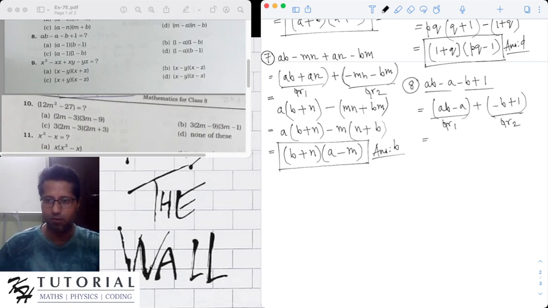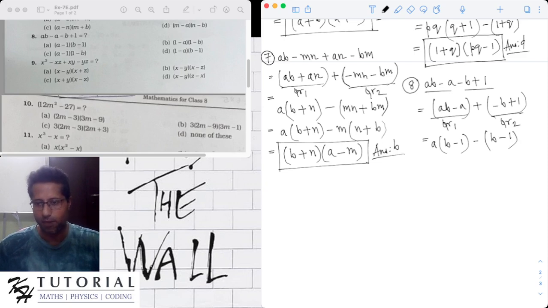Now I will take A as common factor from all the terms of group 1, and I have A into (B minus 1), and from group 2 I will take minus 1 as common factor from all the terms, and it becomes minus of (B minus 1). Now I can see both the groups have B minus 1 as the common factor, and so the final factorization will be (B minus 1) multiplied by (A minus 1).